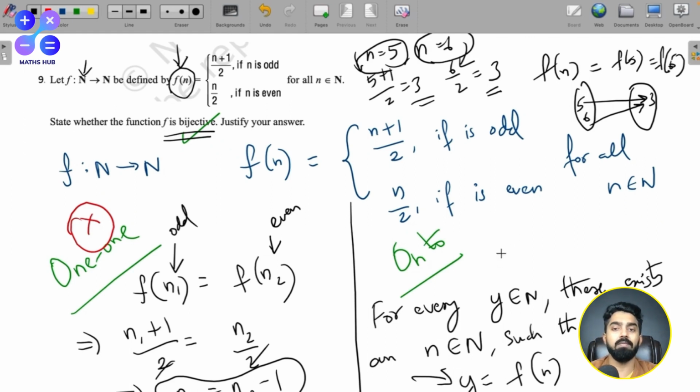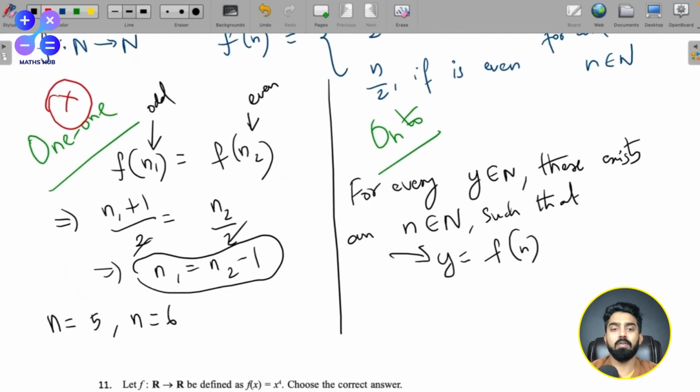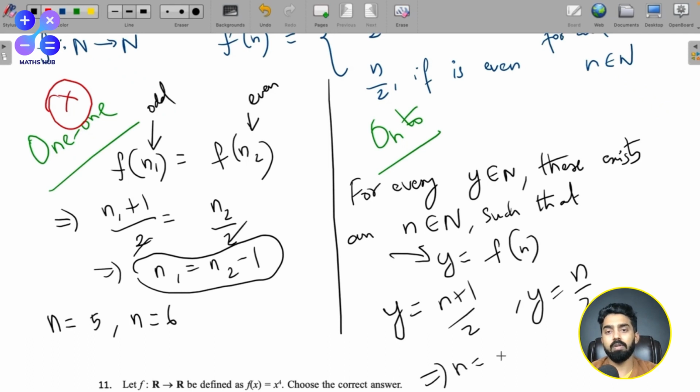For example, if you want to find out y, you can create this, right? y is equal to (n plus 1) by 2 if n is odd, and y is equal to n by 2 if n is even. So this means n is equal to 2y minus 1 and n is equal to 2y. So for every y, I can figure out one n, right? If I put y equal to 0, I get n equals 0. I will be able to figure out an n in that case, because n is even, right?